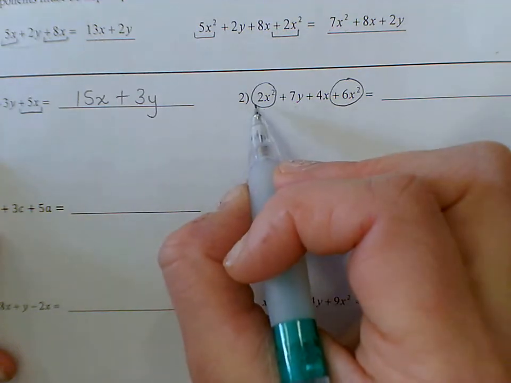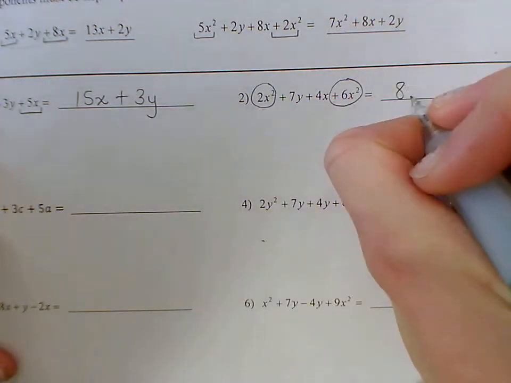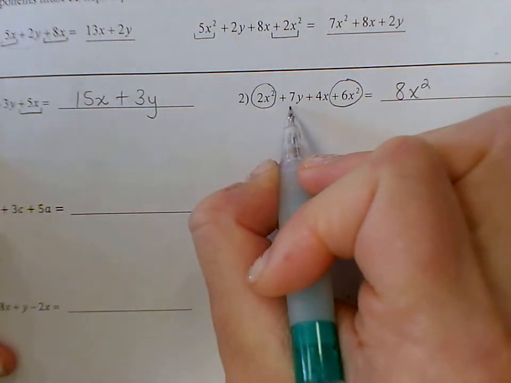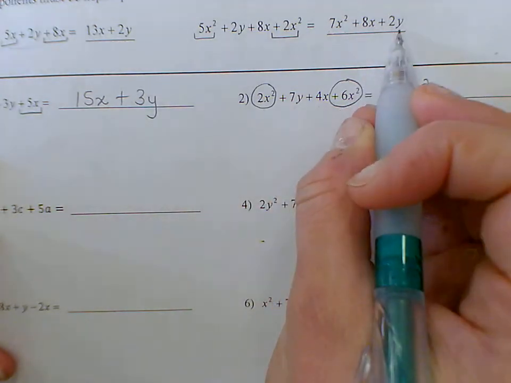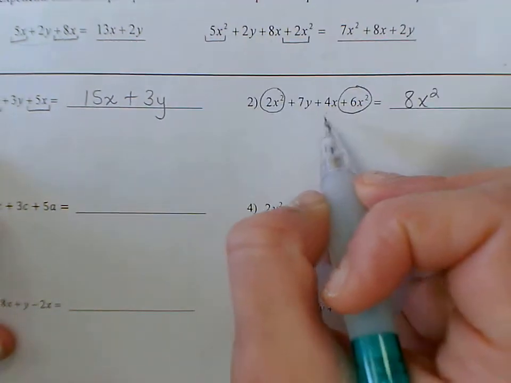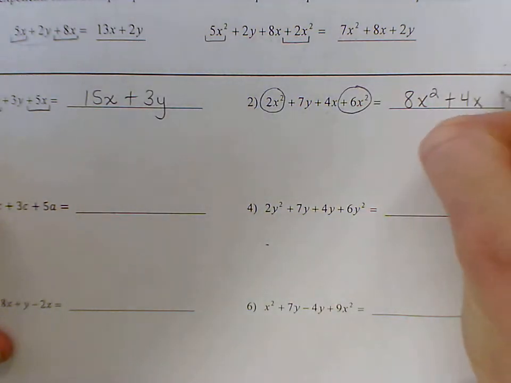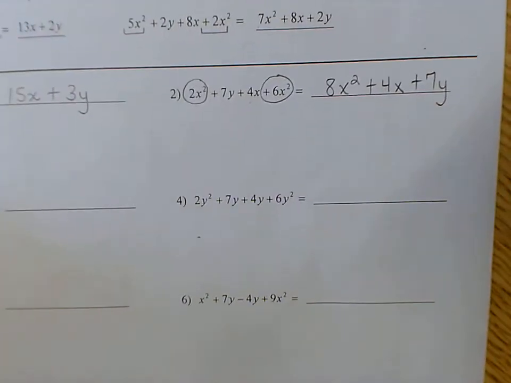So let's go ahead and combine these. We got 2 plus 6, which is 8, and then the last name just comes over. And then these two don't have anything to combine with, but like I talked about up here, we usually put them in alphabetical order, so I'm going to put the plus 4x first, and then plus 7y. Okay? Oh, sorry, you guys can't see that.